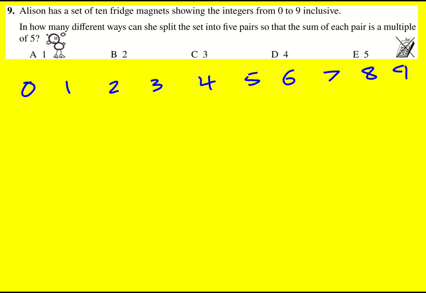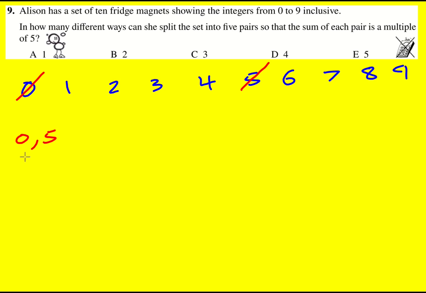The first thing to do, I think, is to try and figure out what pairs we have. Now, what does 0 go with? 0 and 5, and that is the only option, actually. So these two are out. This is the only pair that can work. We're going to get these different ways from the other pairs.